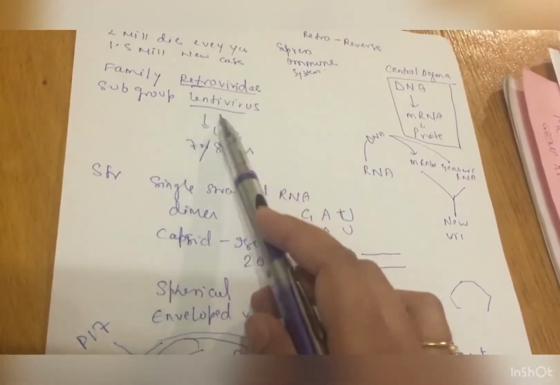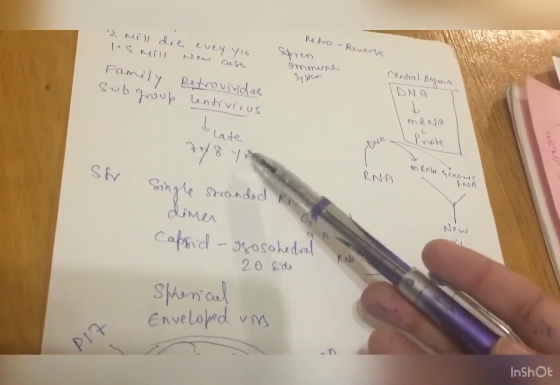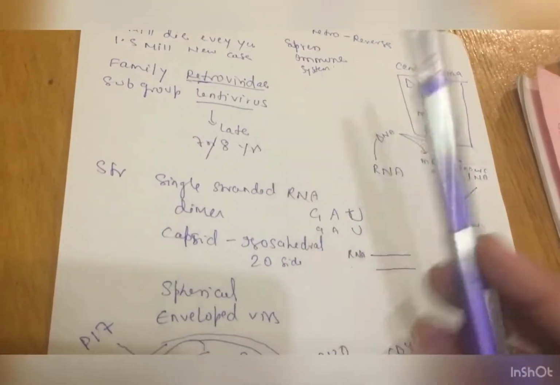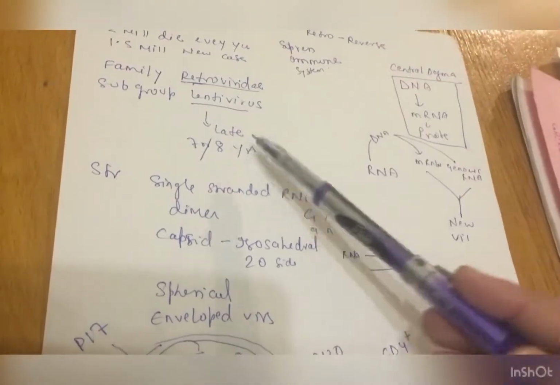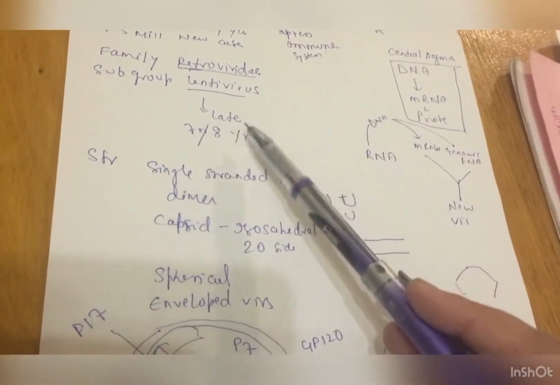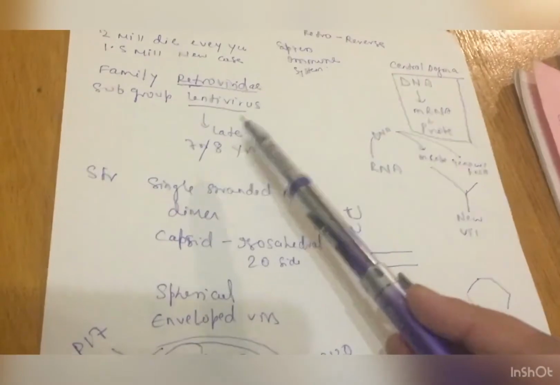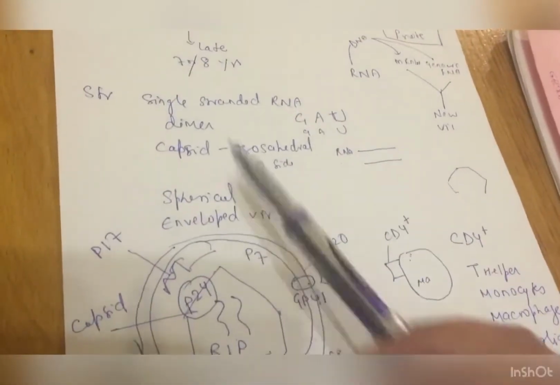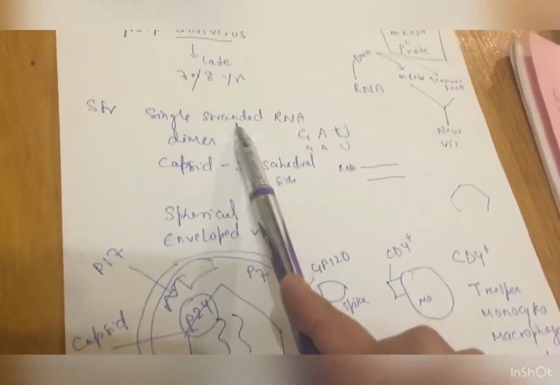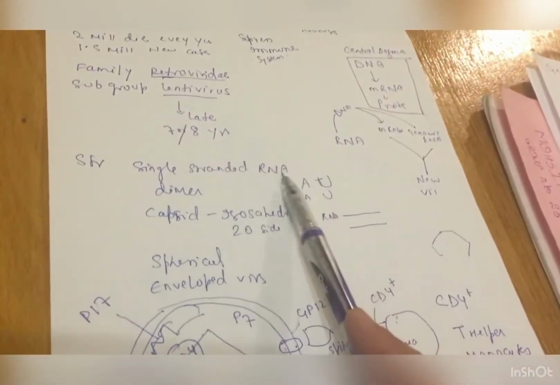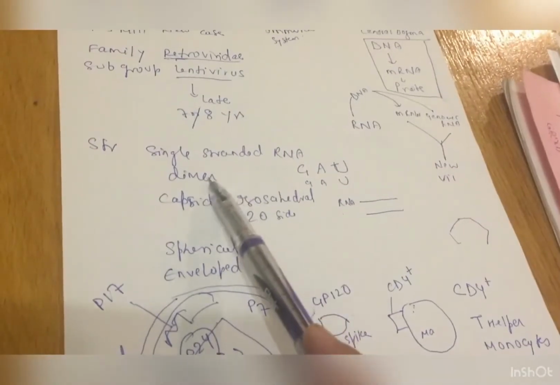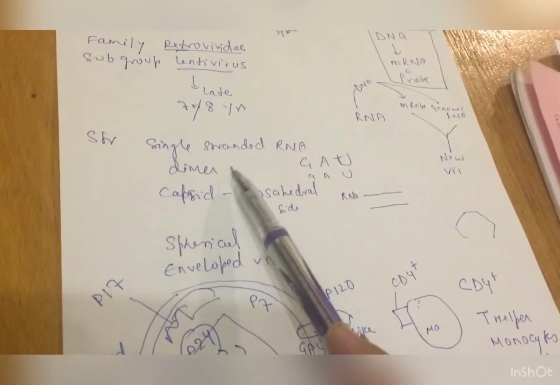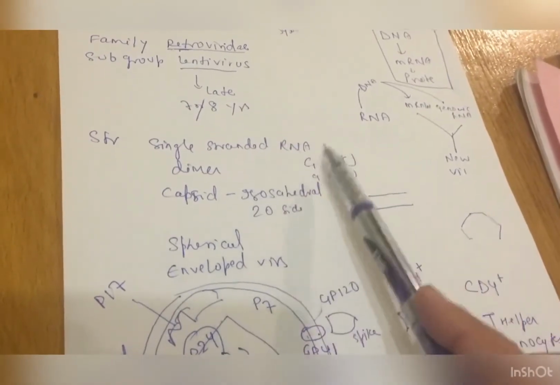Lentivirus means its latent period or incubation period takes around 7 to 8 years. It means if the virus penetrates the human body today, then clinical symptoms will appear after around 7 or 8 years. This virus is single stranded RNA, which is a dimer, meaning it has one pair of RNA, the same identical RNA.